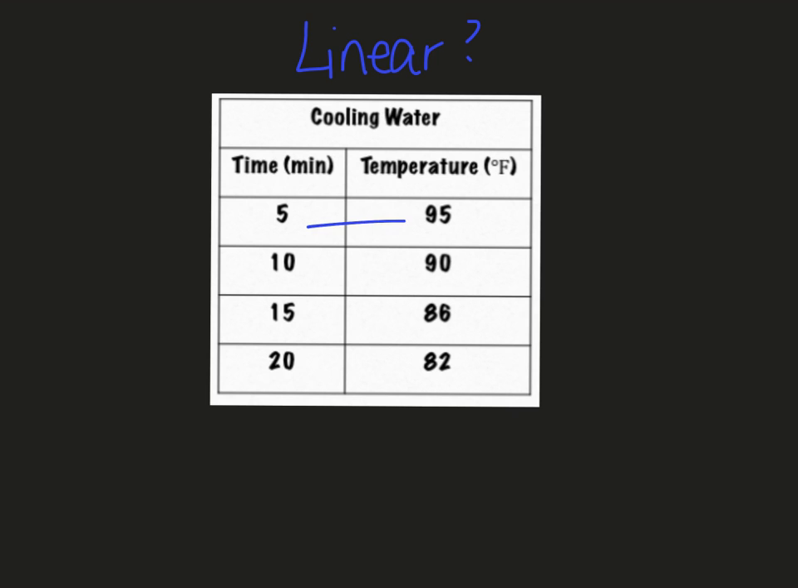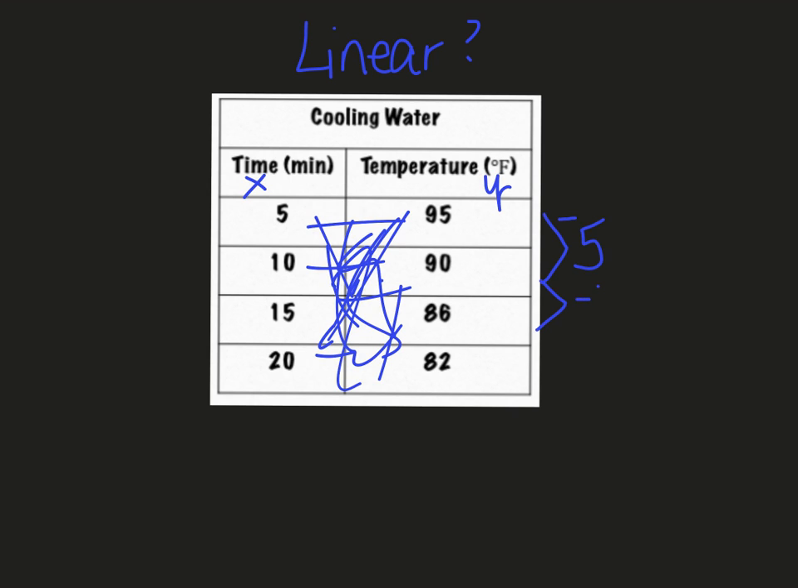All right, I don't care about this. Don't care. So time is X, temperature is Y. From 95 to 90, it goes down 5. From 90 to 86, it goes down 4. From 86 to 82, it goes down 4. I'm not going to worry about this because, yes, that 5 is different, but maybe it's still going to work out. You don't know until you know.